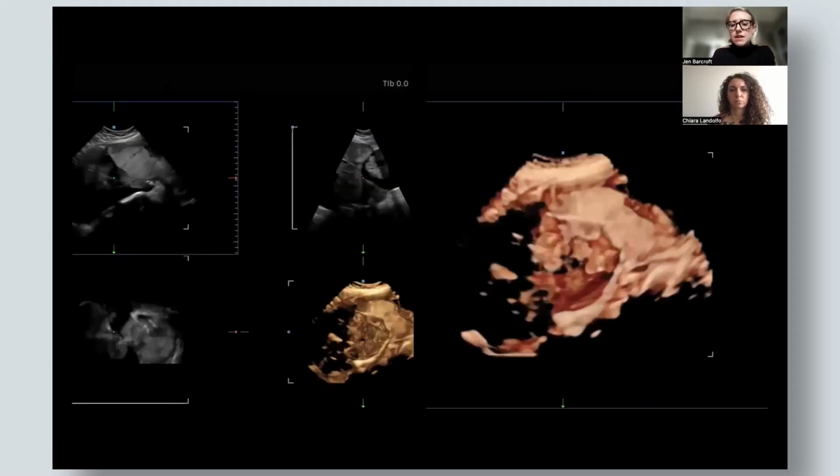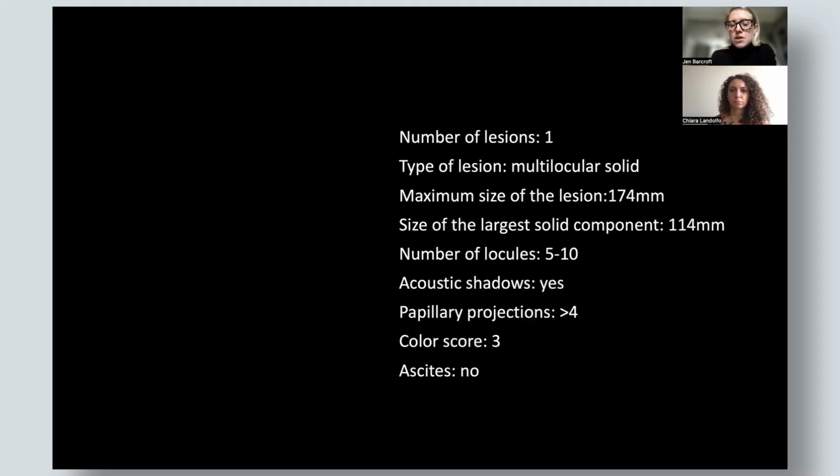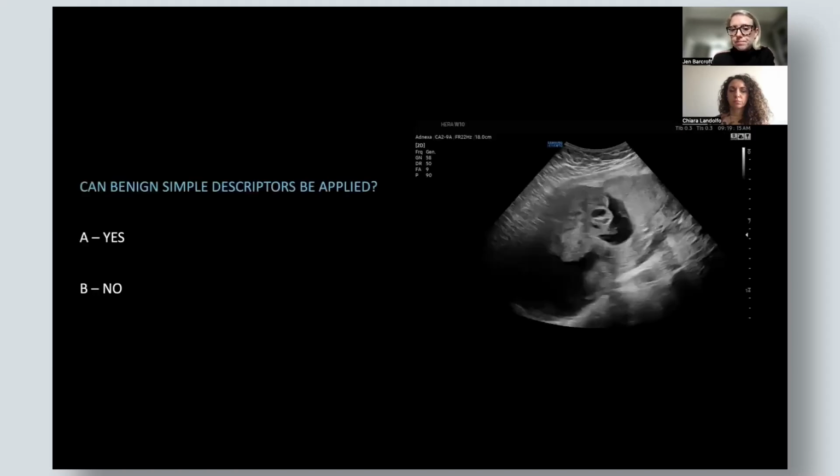This is just a 3D evaluation of the mass, which just gives you an indication of large cystic components in the presence of solid part within there. So a systematic approach would be, so this is a multilocular solid mass, which was 174 millimeters in size, with the largest solid component of 114 millimeters, 5 to 10 locules, yes, the presence of acoustic shadows, and more than 4 papillary projections. And I had a color score of 3, but no ascites were present.